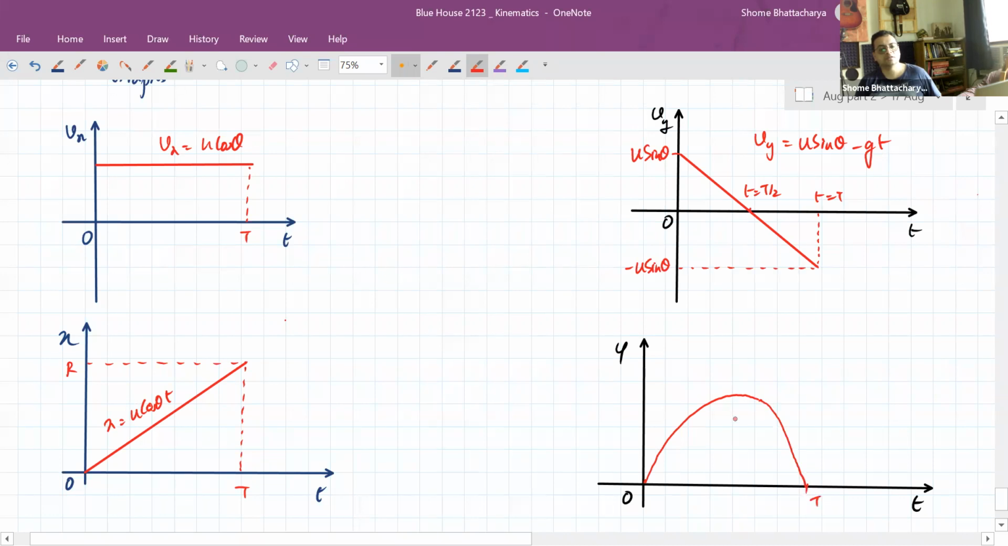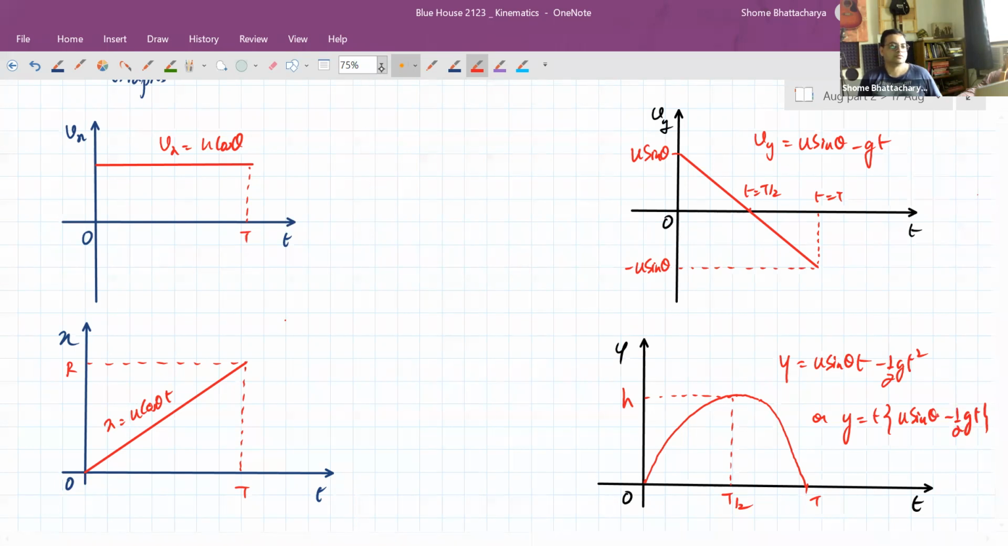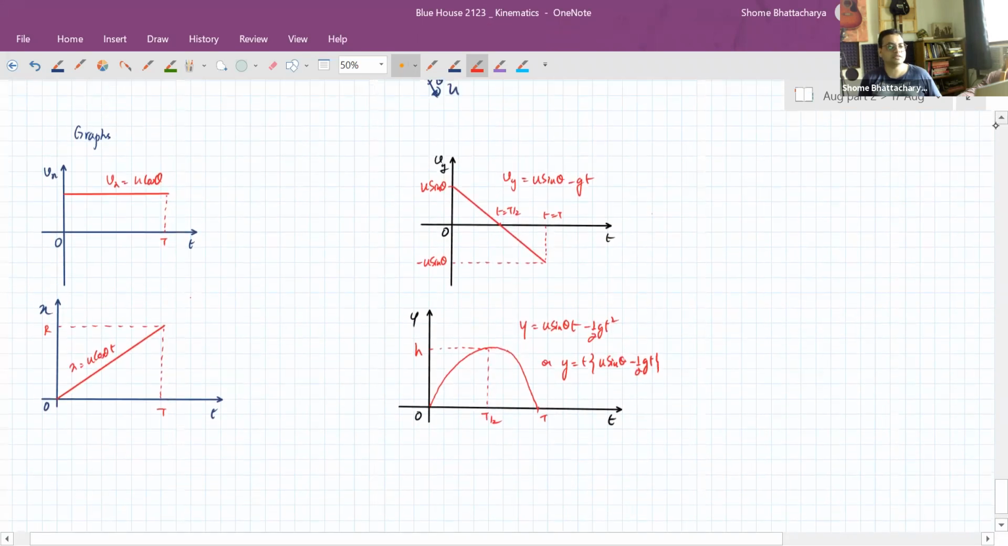So this is capital T. Because it's that quadratic graph, it has that symmetry that exactly at halfway it reaches the maximum height. So this is our y is u sine theta t minus half gt square. If you write it in factorized form, you can see how we get this condition that at halfway it has reached the maximum. So these are these four graphs. These four graphs also show you the symmetry of the ascent and descent.